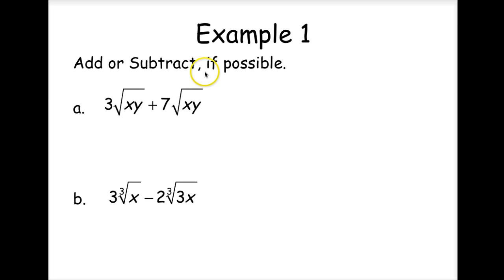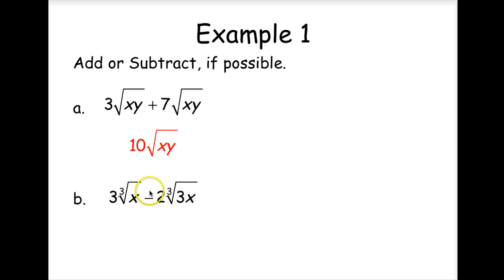Add or subtract if possible. Well, this one we're looking at adding. Notice that the index is the same and the radicand is the same. So let's work left to right, just like in PEMDAS. 3 plus 7 is 10 square root of xy.